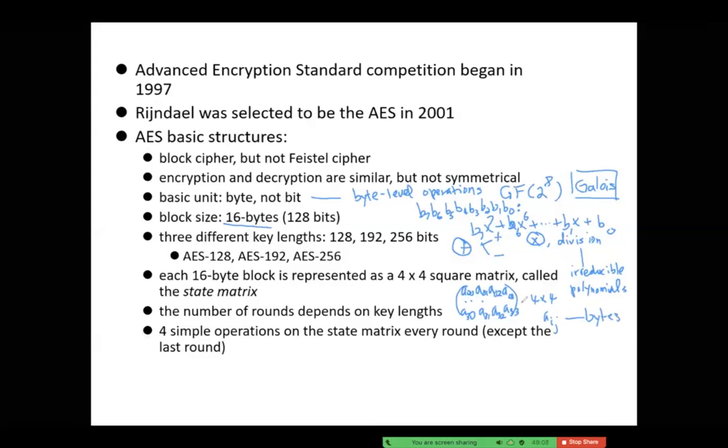So it uses 4 simple operations, okay, on this state matrix. So this is called a state matrix. And we use 4 operations to operate on this state matrix. So let me now remove this and then move on to the next slide.